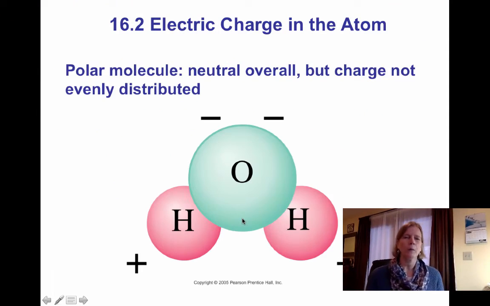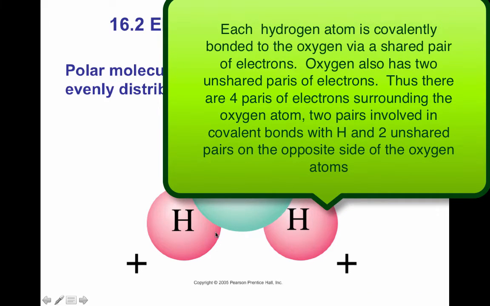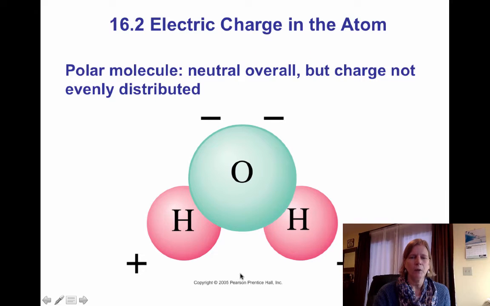So if we look at a water molecule, it's a polar molecule, which means that overall it's neutral. There are 2 hydrogen atoms and 1 oxygen atom. That's your H2O, 2 hydrogen, 1 oxygen. We tend to get this polar molecule. You get excess positive charge sort of on one side of the molecule and excess negative charge on the other. So the charge is not evenly distributed.